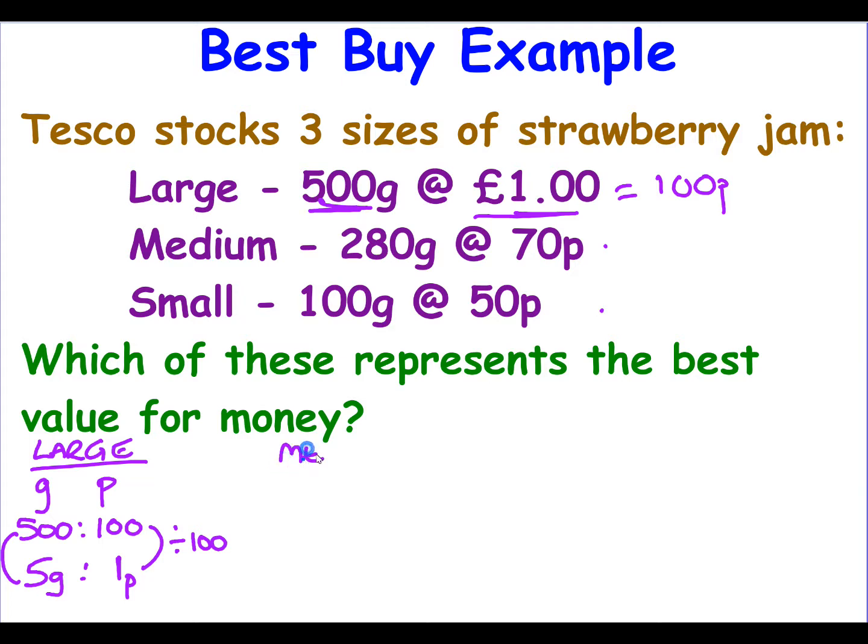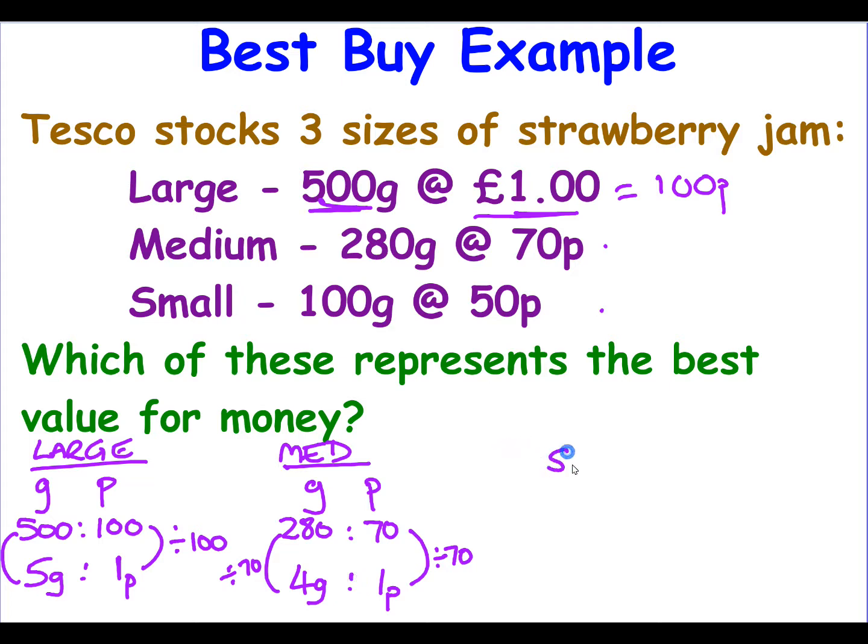Let's do the same for the medium jar then. We've got a relationship between grams and pennies, and it's 280 grams for 70 pence. I'm going to force the pennies to be the number 1 by dividing by 70. 70 divided by 70 gives me 1. What I do on one side, I do on the other. So 280 divided by 70 is 4. So the medium jar is telling me that I get 4 grams of jam for my 1 penny.